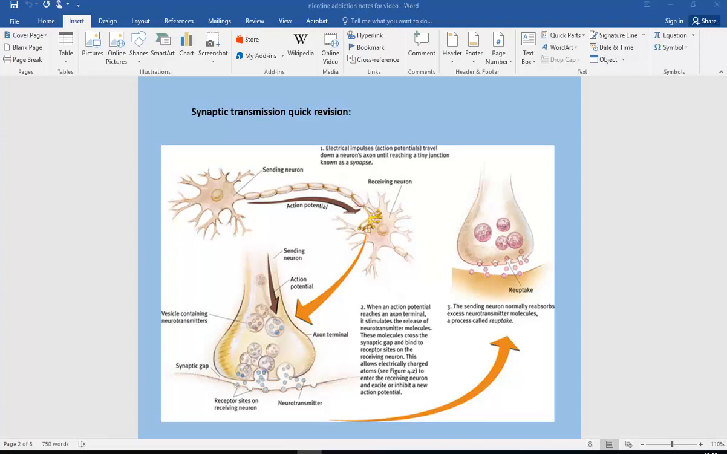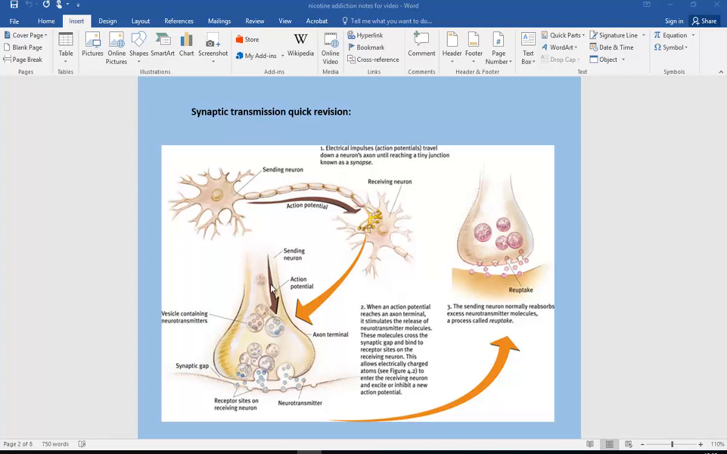Okay, so we need to do a quick recap of synaptic transmission. As you know, the electrical impulse is taken up by the dendrites of a neuron, taken along towards the cell body, along the axon, down to the end bulb. Then we zoom in to this picture here. The axon terminal, the end bulb, contains little vesicles, which are little sacs containing the neurotransmitters.